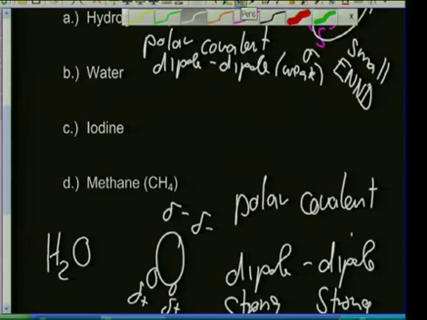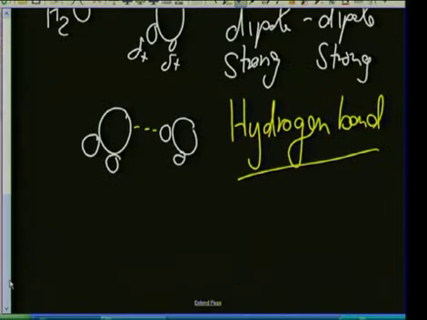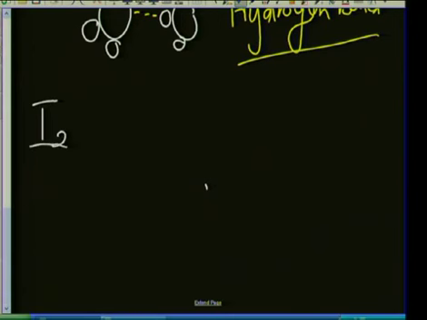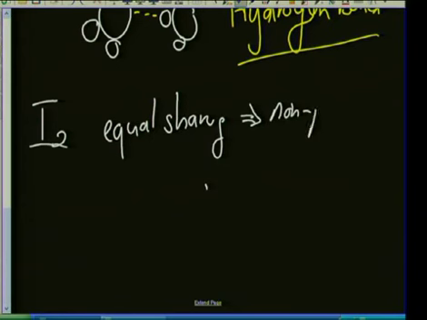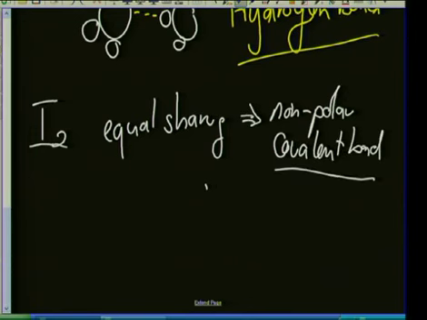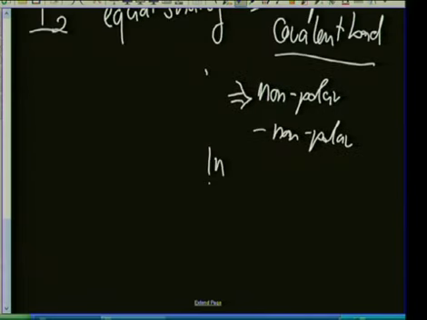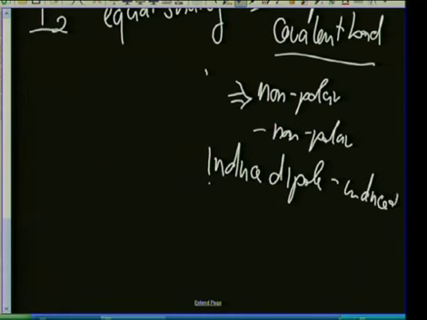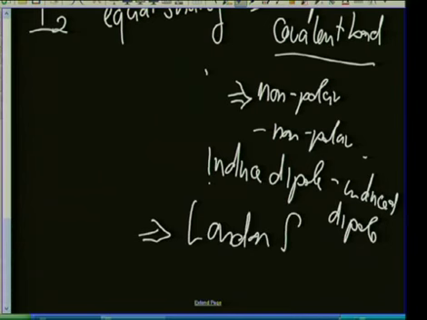Now, let's identify iodine. Iodine is an element, but iodine is I2. So the minute you see that, what you recognize is there must be equal sharing. And when you get equal sharing, that means it's a non-polar covalent bond. So the bond is non-polar covalent. The molecule is non-polar. It's not a dipole. It's going to be an induced dipole. If you want to, you could say induced dipole with an induced dipole. We're going to call this type of force London forces. It's an example of London forces.